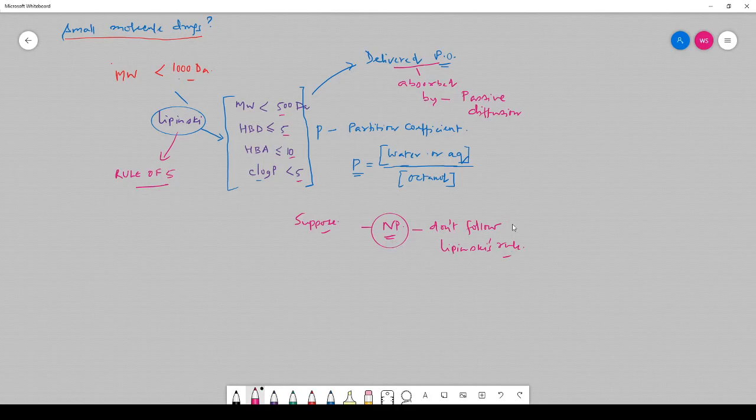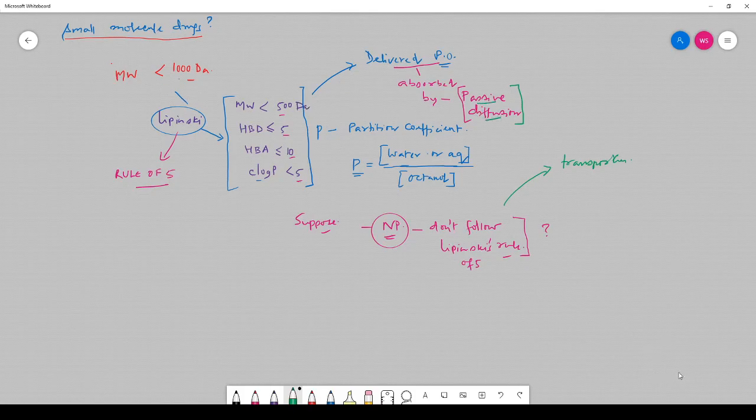Okay, so some natural products don't follow Lipinski's rule of 5. So the question is why? Here, what is important to remember is that absorption happens by passive diffusion when it follows Lipinski's rule. But if there is a natural product and it has a transporter, then this rule does not apply, because this rule is applied only for drugs which are absorbed by passive diffusion.